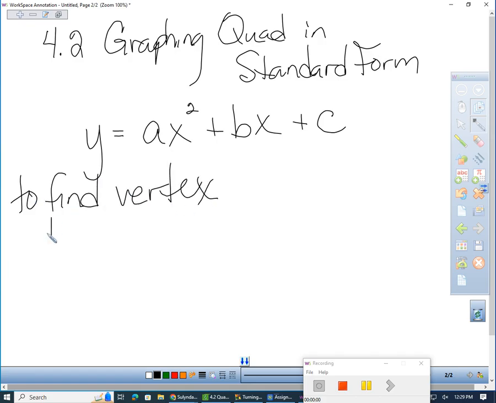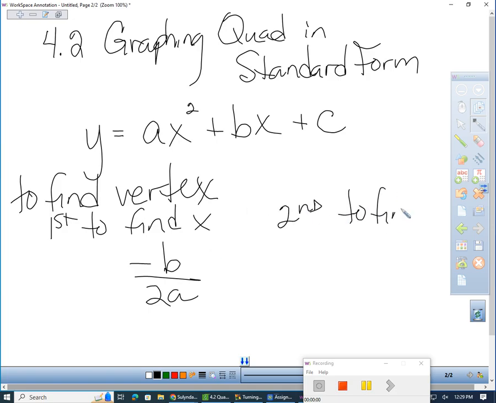First, to find x, we do negative b over 2a. Whatever those coefficients are, we're going to plug them in. That's going to give us our x value. Second, to find y, plug the negative b over 2a in. That's going to give us our vertex. That is the only thing different today, is that's how we got to find it. That's it.